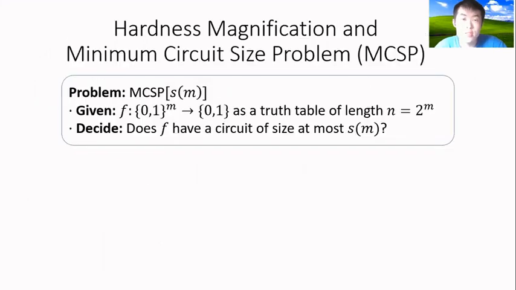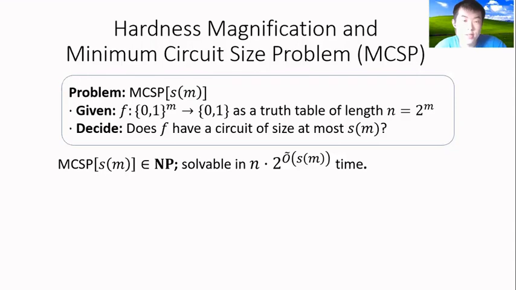Okay, first let's look at a problem which is closely related to hardness magnification. It's called the minimum circuit size problem, or MCSP for short. In the MCSP problem with the circuit size parameter s(m), we are given as input the truth table of an m-variable Boolean function f, and we want to decide whether f has a circuit of size at most s(m). It's clear that MCSP is an NP language.